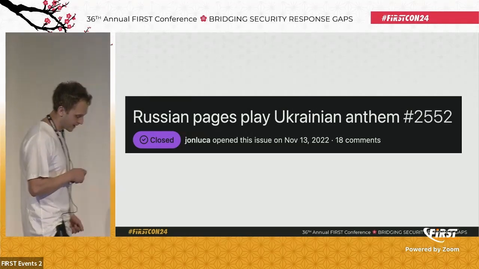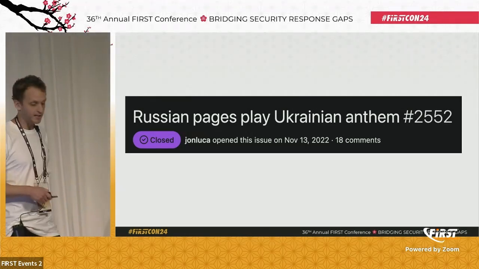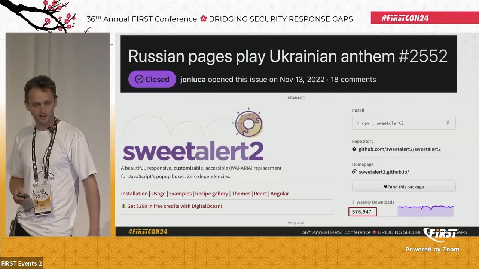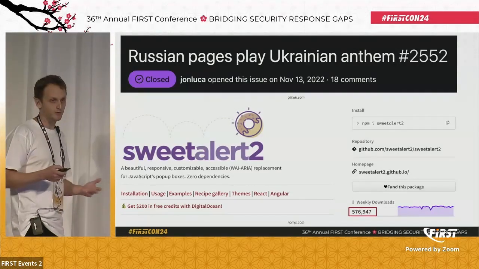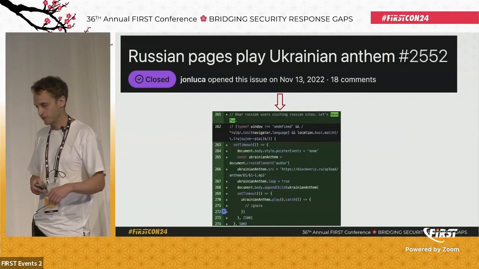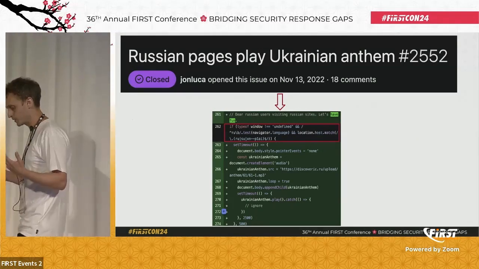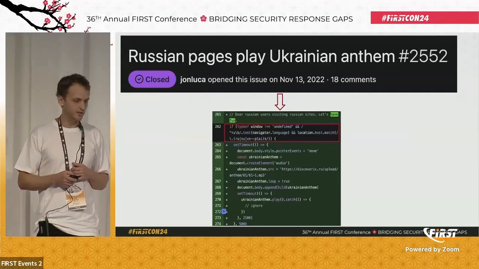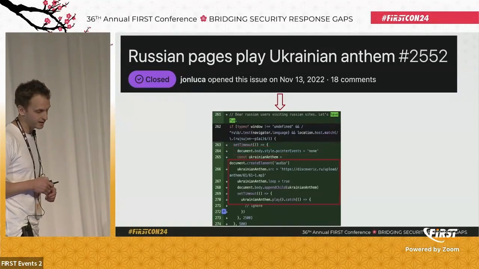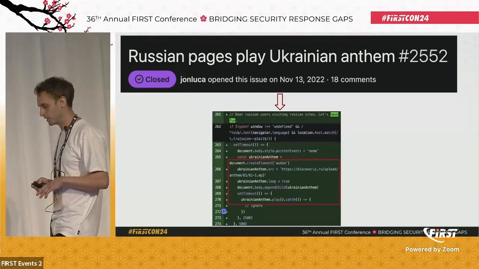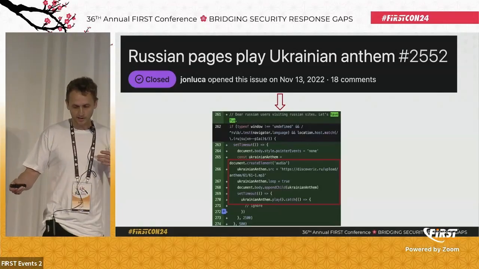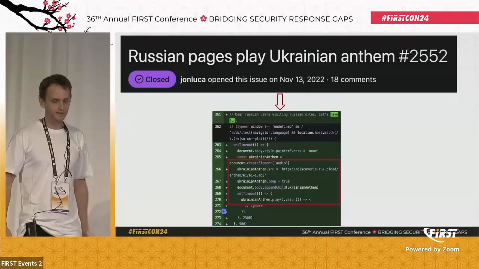So, some examples. I came across a funny commit, which was an issue and then a commit. Basically, instead of Russian pages, play the Ukrainian anthem. So I decided to check. It was about the SweetAlert2 package. It's a package that has over 500,000 downloads weekly. And the commit stated the following. It checked if the browser was opened on a Russian domain by checking its extension. If so, it disabled any mouse activity. It created a new audio file, embedded it into the document object model, and played it in a loop. So imagine yourself sitting in front of a computer, unable to do anything, and just listening to the Ukrainian anthem.